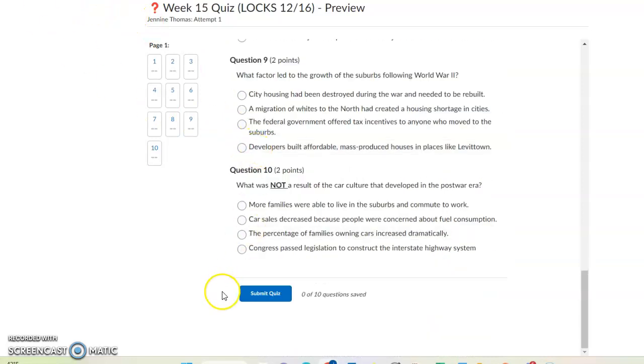When you're done with your quiz, make sure you click Submit Quiz so that it goes to the grade book successfully, and it will show a grade in your grade book. Good luck.